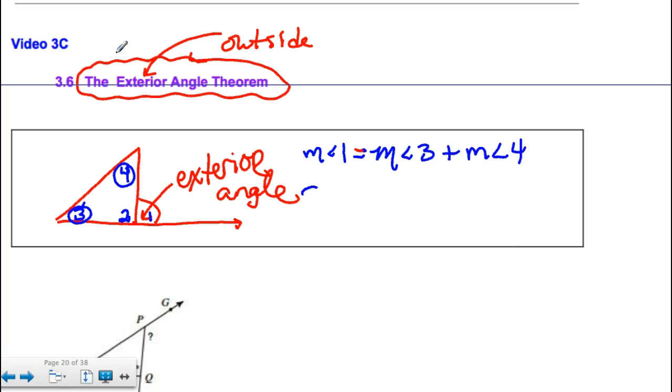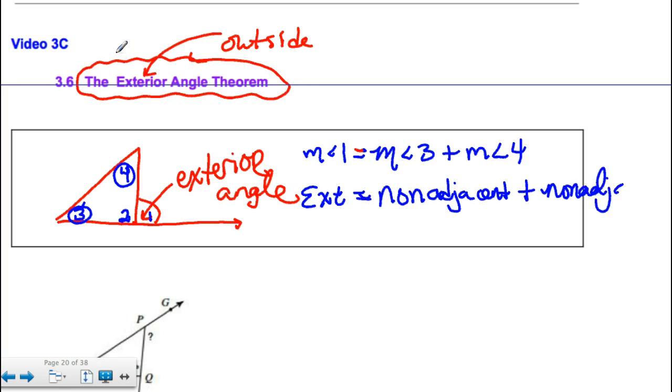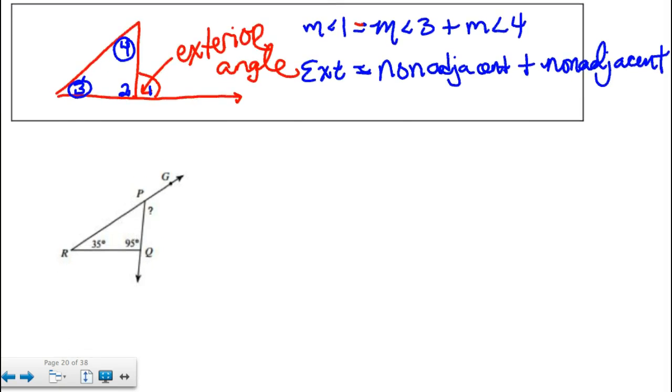Or really, the exterior equals non-adjacent. Sometimes it's easier with the words, I think, plus non-adjacent. So now let's go apply that theorem in a couple different situations.